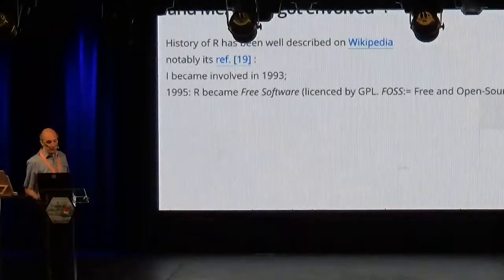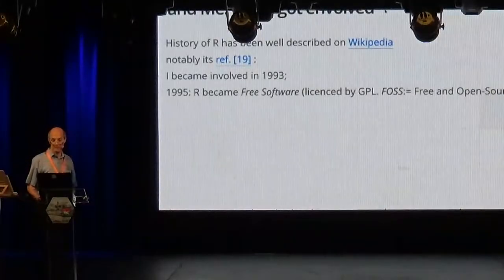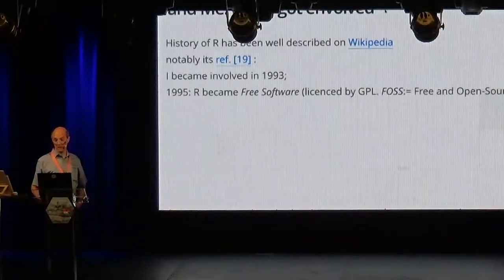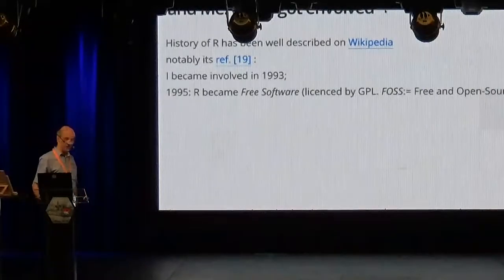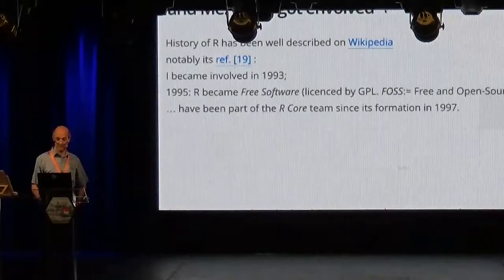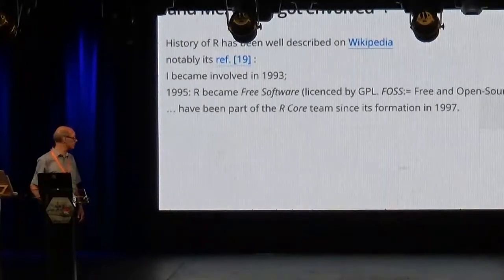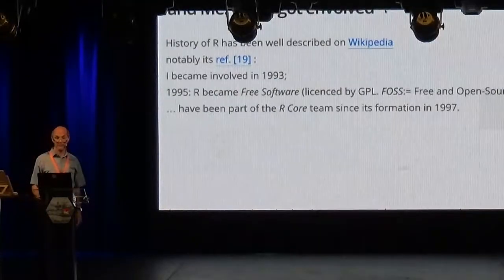R became free software in 1995 under the GPL, which, as I said, was very important. It's free and open source, and that's not free as in free beer. Read it up if you don't understand that. This is important to the heart of most people in the R Foundation and the R core team, which was formed in 1997.